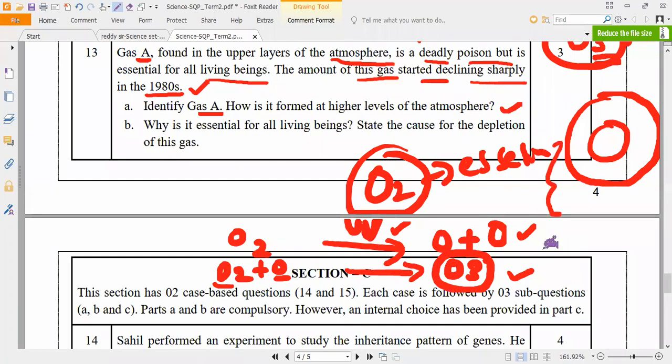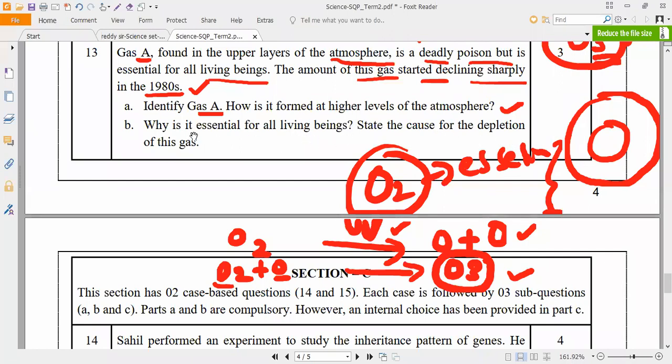This is the answer. Clear? Everybody respond. This I taught recently, only day before yesterday. That is the importance, that is what I am telling you. Very, very important chapter, this one. Definitely 5 marks. Next. Why is it essential for all living beings?